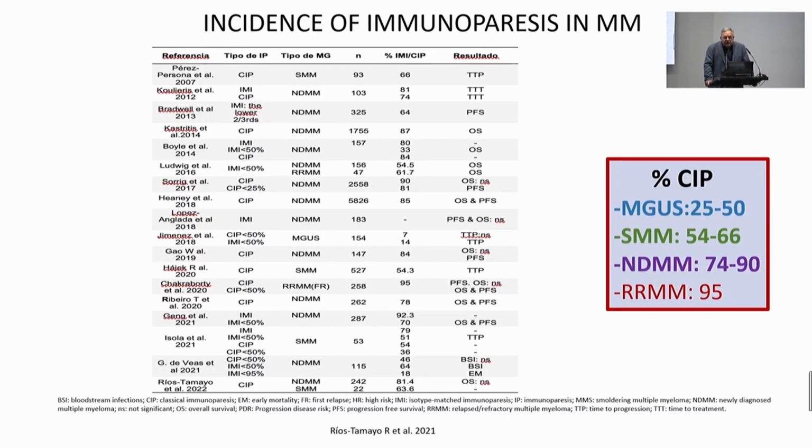The incidence of immunoparesis depends on the diagnosis. In the MGUS population, we can see immunoparesis, classical immunoparesis, in about 25% of patients. This percentage increases with the severity of the monoclonal gammopathy and is almost 100% in relapsed/refractory multiple myeloma.